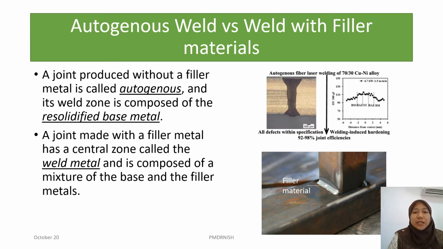However, a joint made with a filler metal has a central zone which is called the weld metal. You can see from the picture, this is the joint with a filler material, meaning additional material. This zone is called weld metal or sometimes just called weldment. It is composed of a mixture of the base material and the filler material.